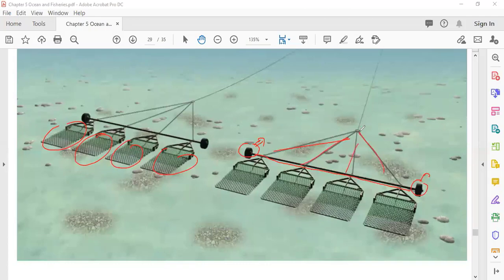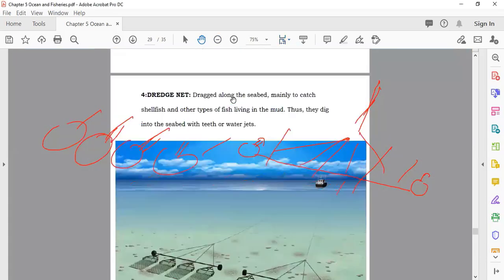So when you pull it, they move along the seabed, all of them. When they move along the seabed, what happens? All the fish will come inside and get stuck inside them. So that process is sometimes known as dredging. So this is the dredge net.